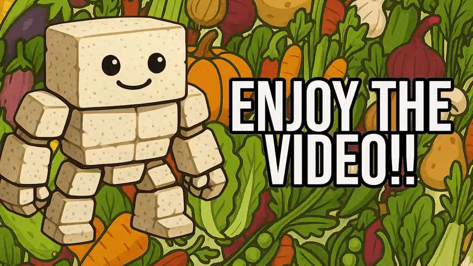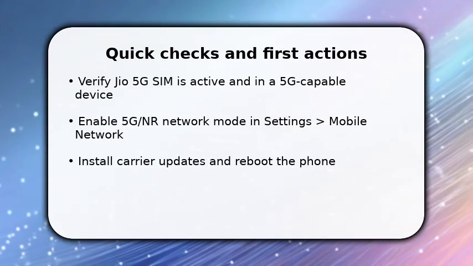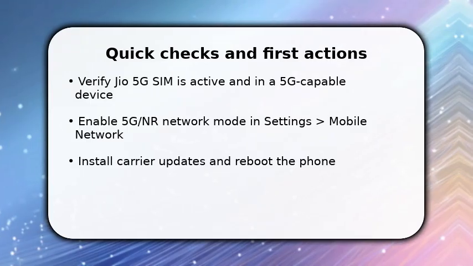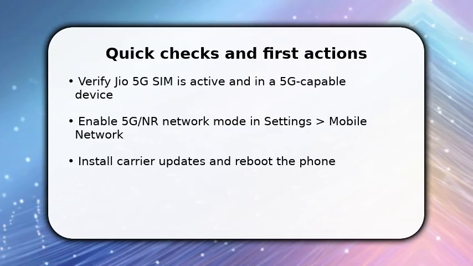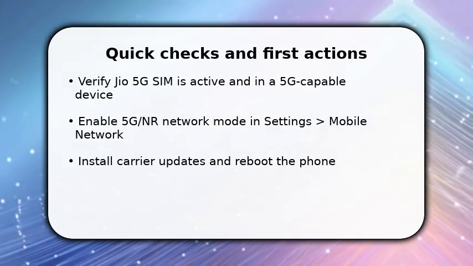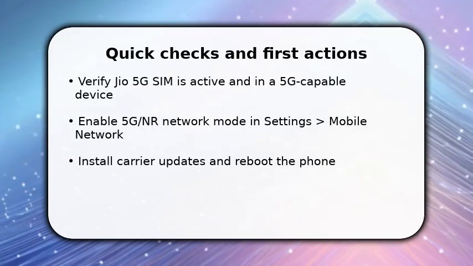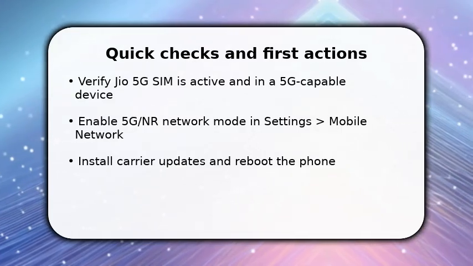Please enjoy the video. You start by confirming essentials. Make sure your Jio 5G SIM is active and physically seated because a loose card kills signal. Next, switch your network mode to 5G or NR in mobile network settings so the radio will search correctly. Once done, check for and install carrier and system updates. These often include band and provisioning fixes.